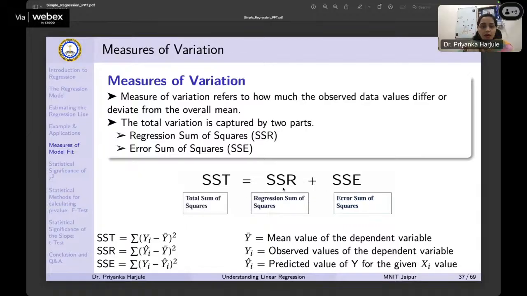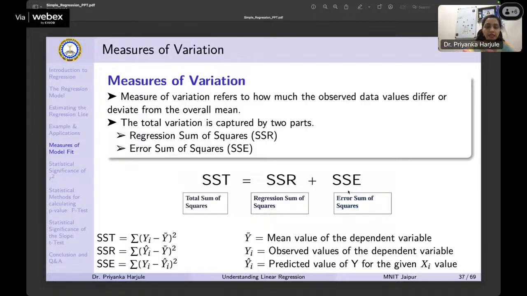Next comes the SSR, that is regression sum of squares. It measures how much of the total variation in your dependent variable is explained by the regression model. That is, it compares the predicted value, yi hat, with the mean y bar. And finally we have the error sum of squares. This measures how much of the total variation is not explained by the model, that is the residuals or errors.